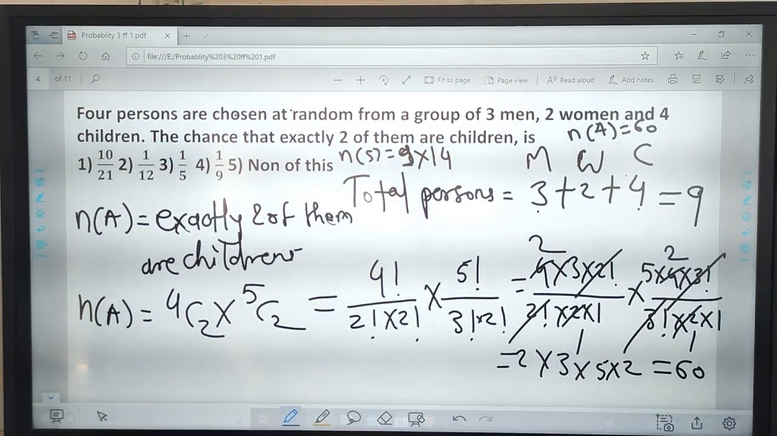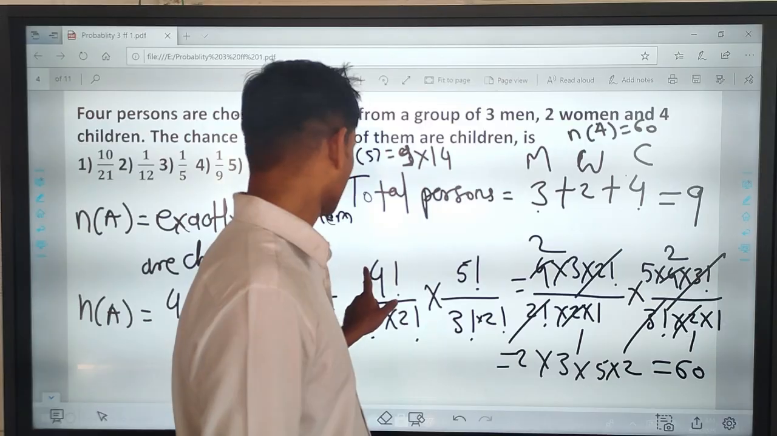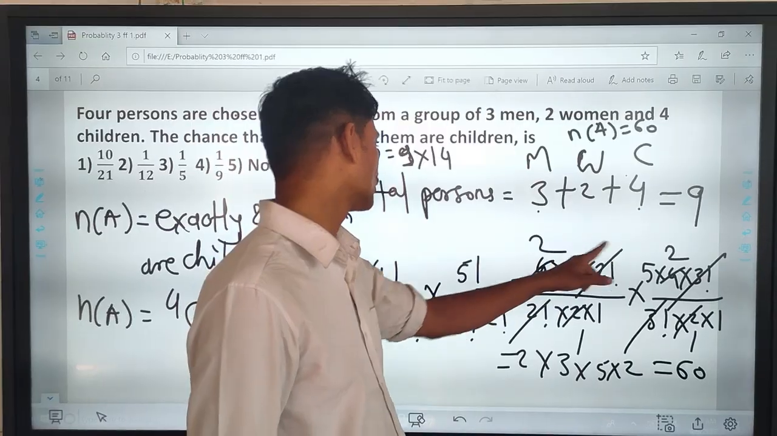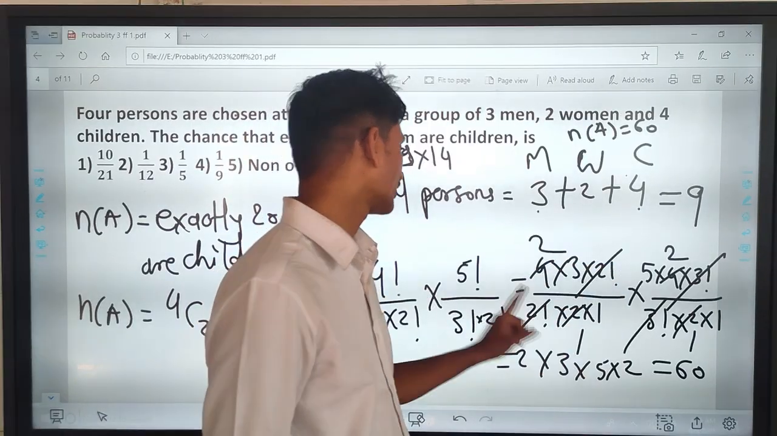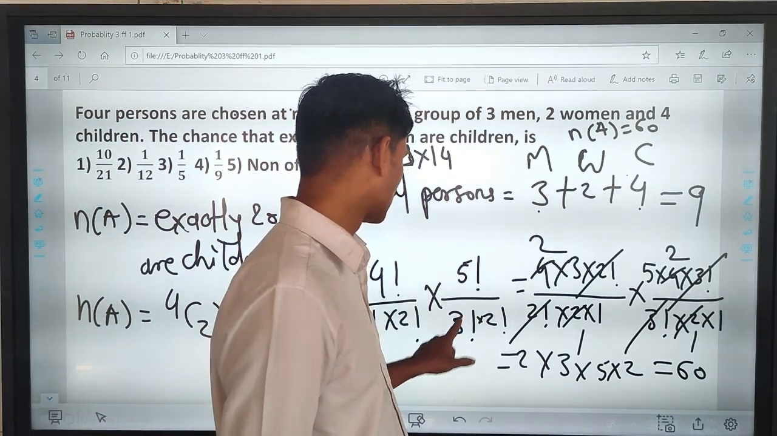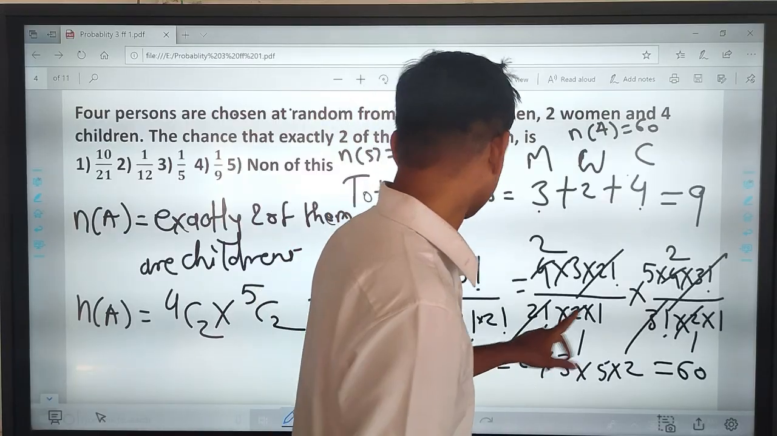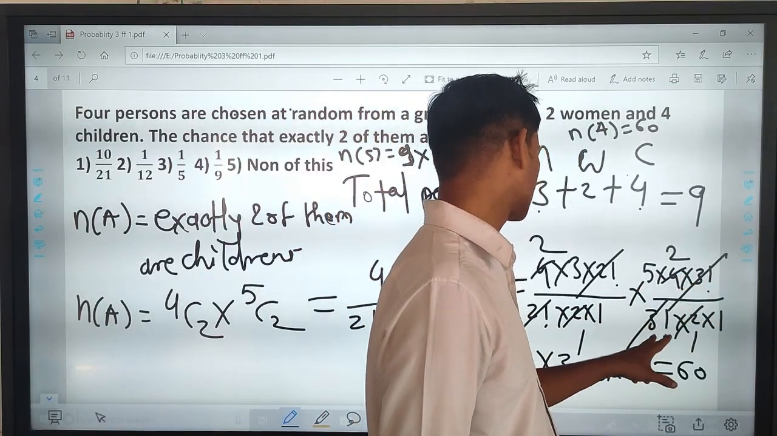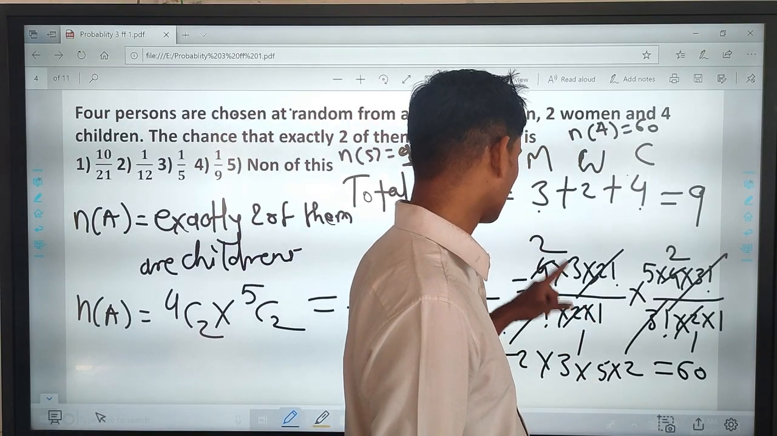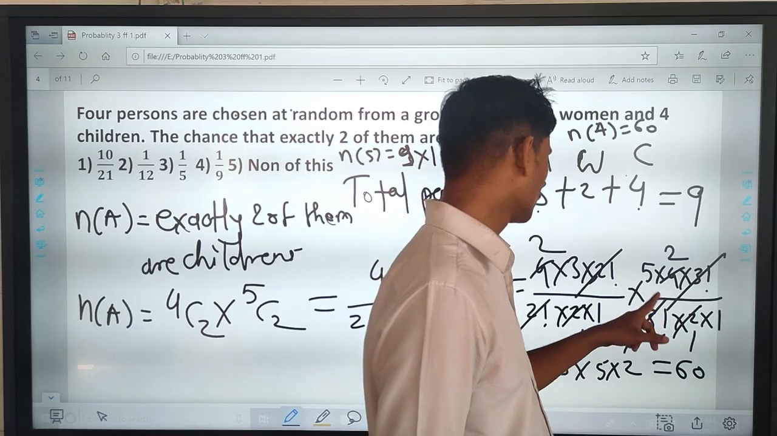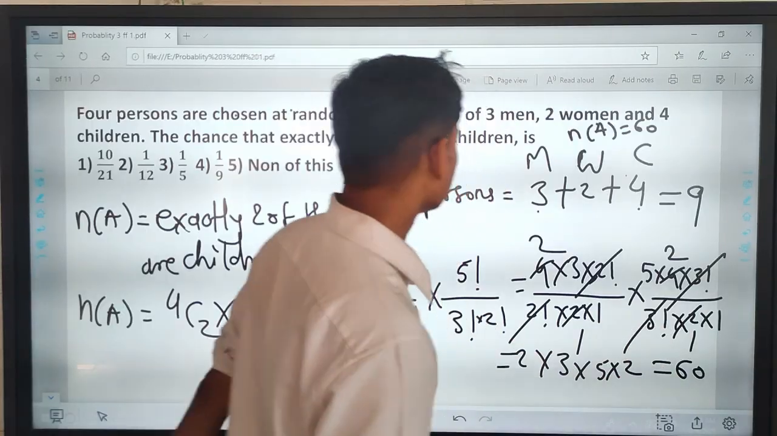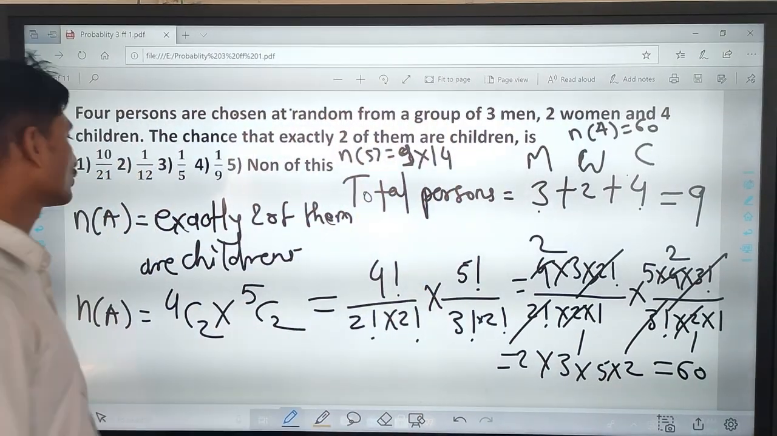Now here, 4C2 is 4 factorial divided by 2 factorial into 2 factorial, 4 into 3 into 2 factorial divided by 2 factorial into 2. And 5C2 means 5 factorial divided by 5 minus 2, 3 factorial into 2 factorial. Here 5 into 4 into 3 factorial, 2 factorial. Here 2 factorial gets cancelled. 2 2s are 4, 2 into 6, and remain 5 into 4, 3 factorial gets cancelled. 2 into 30 is 60. Then n of A is equal to 60.